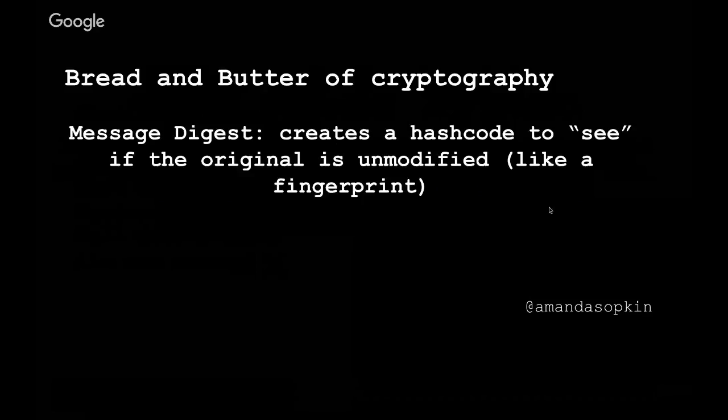A message digest essentially is a method of creating a hash code to check if the original is unmodified. So you cannot use this to decrypt the original message, but you can apply this hash code and then compare two different messages. For example, if I had a really long message and I wanted to check if it's the same as this other one, I could get the hash code for both of them and then compare those. That's potentially less memory than looking at the fully encrypted version. But I can't go back from there. I can't use that to get to the original decrypted message. So it's kind of like a fingerprint or a signature.